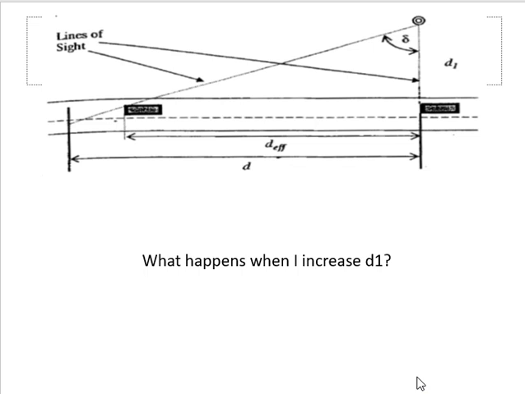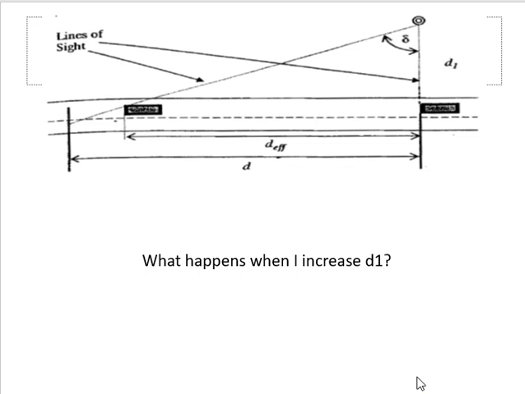Okay, now what to do about it? To correct this error, we need two things. We need to know the distance from the road to the observer. We call it distance D1. And we need to know the angle between the start point line of sight and the end point line of sight. This is the line of sight at the start point, and this is the line of sight at the end point. So what is the angle? We call it a small delta. So if you know these two things, you can correct the error.